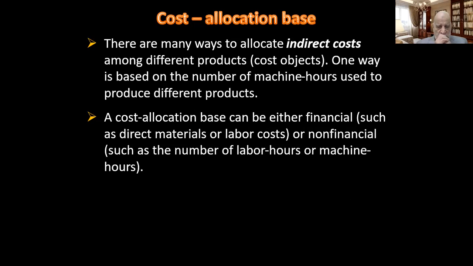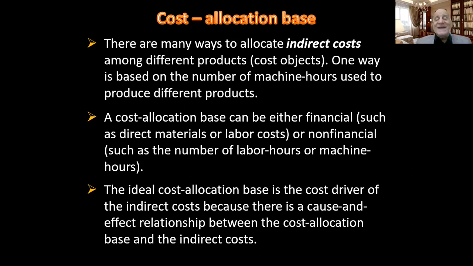Cost allocation base can be either financial, such as direct materials or labor costs, or non-financial, such as the number of labor hours or machine hours. The ideal cost allocation base is the cost driver of the indirect costs, because there is a cause and effect relationship between the cost allocation base and the indirect costs.